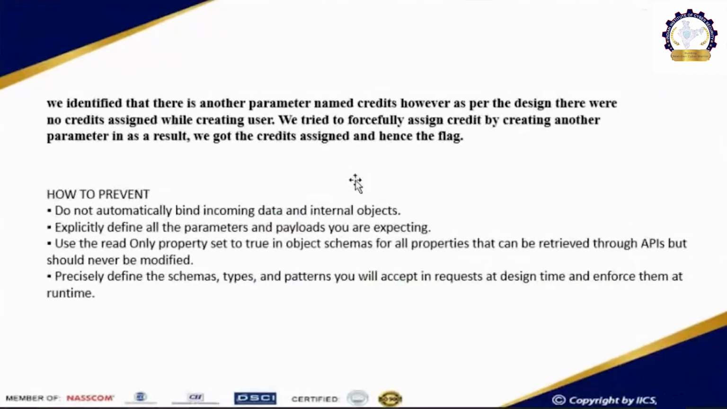So what we did here is we identified that there is another parameter named credits. However, as per the design, there were no credits assigned while creating a user. When you are creating the user, credit is not there. So we tried to forcefully assign credit by creating another parameter in the request. We forcefully added that credit field into our request body, and we got the credit assigned, and hence the flag. So how can we prevent it?